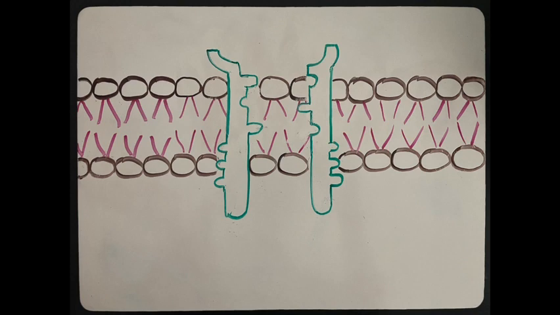Here we have a plasma membrane with two monomers of PDGFR, a type of receptor tyrosine kinase monomer. These contain tyrosine kinase domains that you can see with the bumps alongside the monomers.